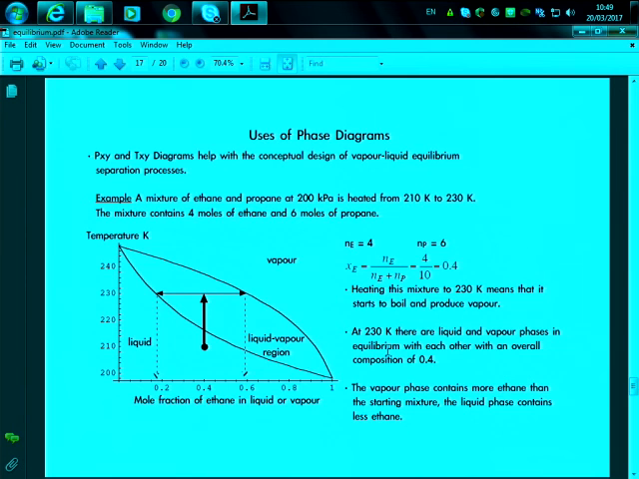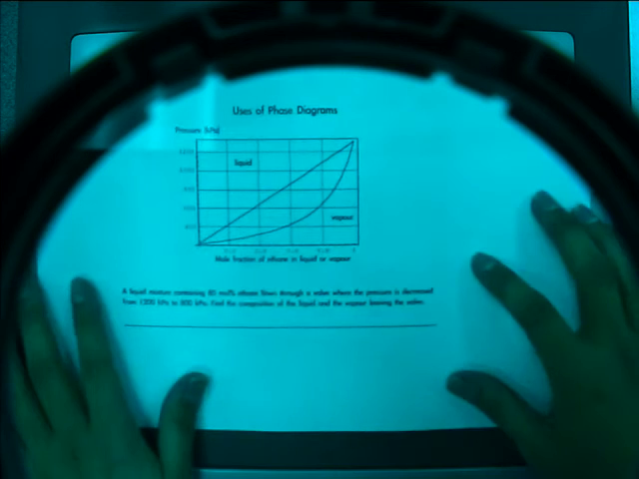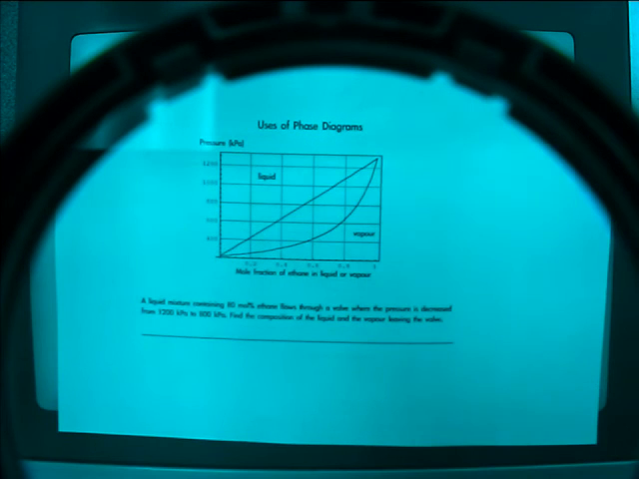So I'll give another example. So let's have a look at this one.